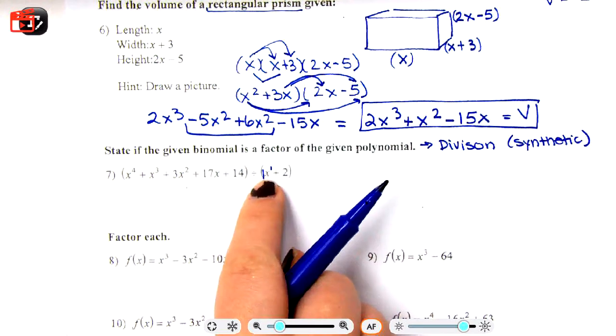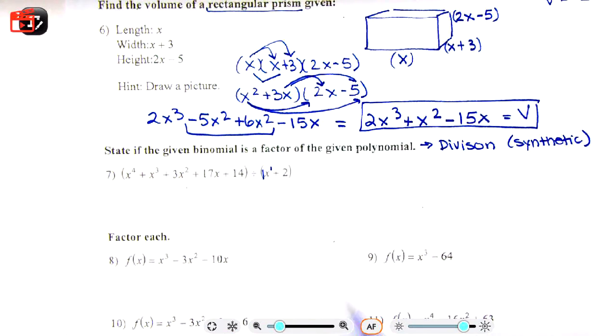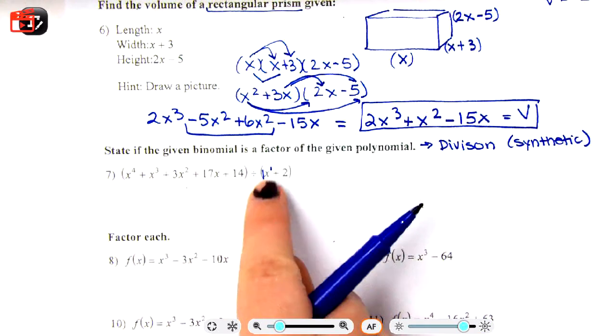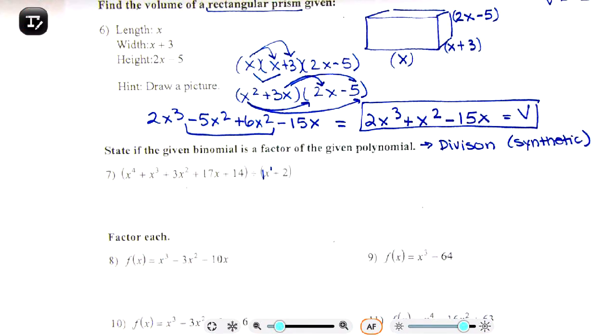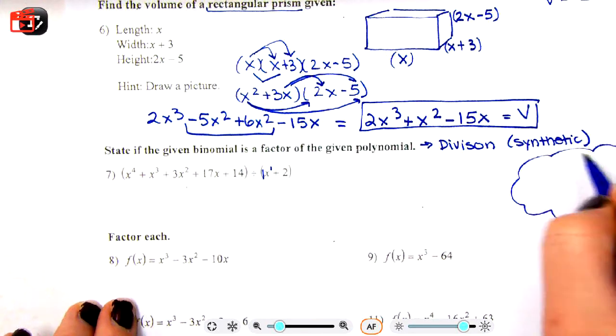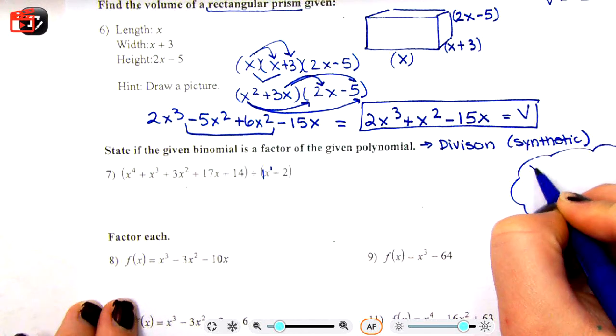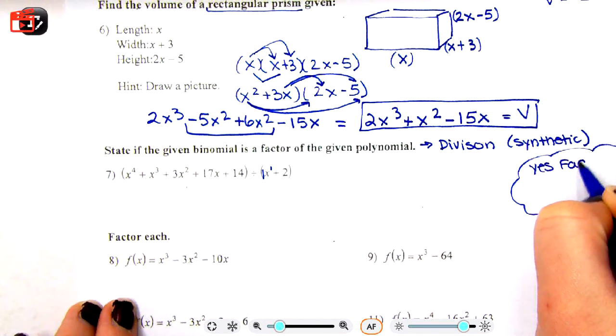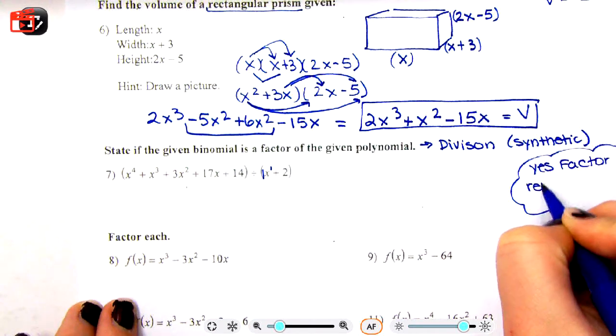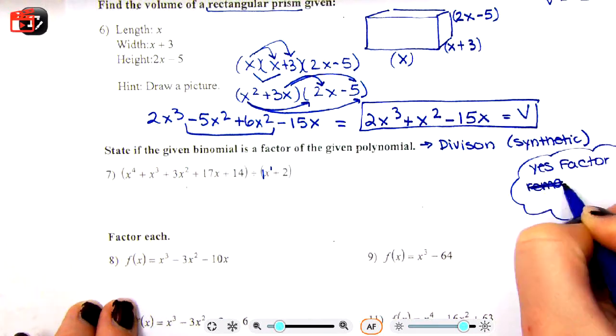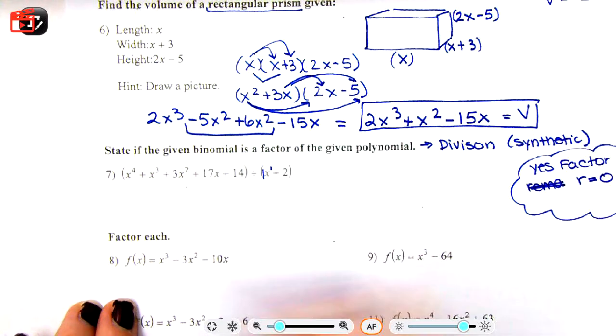If the coefficient of x is a numeric like 2, 3, just any number besides 1, or your exponent is any number besides 1, I would recommend using long division, or you would have to divide everything out by the coefficient. So if it is linear and the coefficient of 1, just do synthetic. And what we're looking for here is it is a factor if the remainder, r, equals 0, if the remainder is 0.